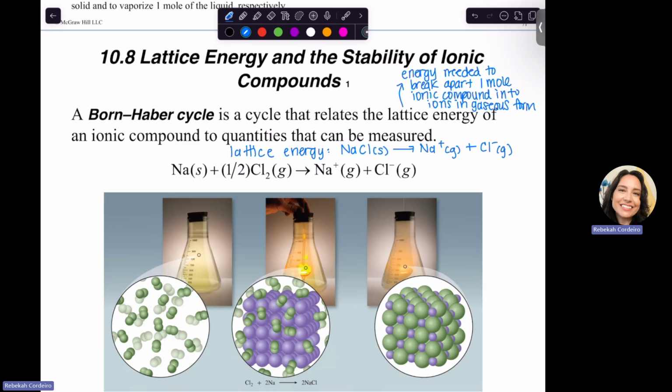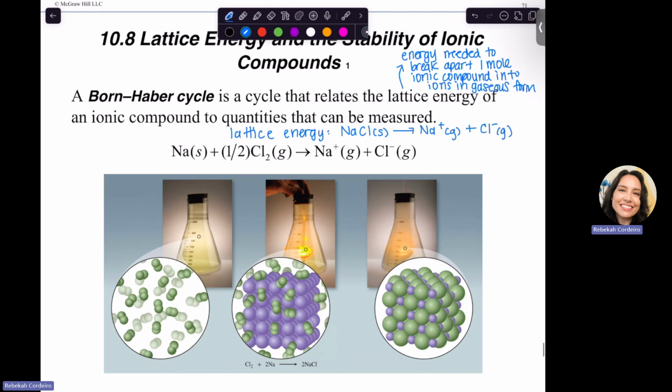Now, that might be really difficult to measure, and that might be difficult to do exactly that reaction, right? Take something that's solid and then immediately break it into its ions and also make those ions gas. So what we can do is like Hess's law, where we can think about stepwise processes and then add all those enthalpies up to get the lattice energy.